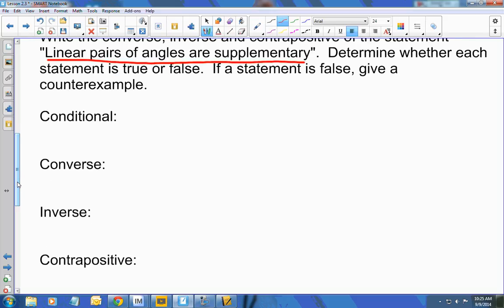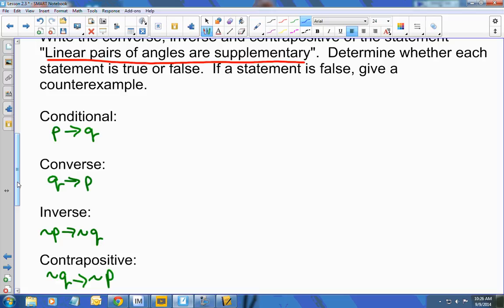Okay? And remember that the conditional is if P, then Q. Then you flip-flop. If Q, then P. And the inverse negates the conditional is not P, then not Q. And the contrapositive negates the converse is not Q, then not P. This is going to hopefully help you have an easier time with this. Okay, so now I've got to take my conditional statement, linear pairs of angles are supplementary, and I have to put it in if-then form.